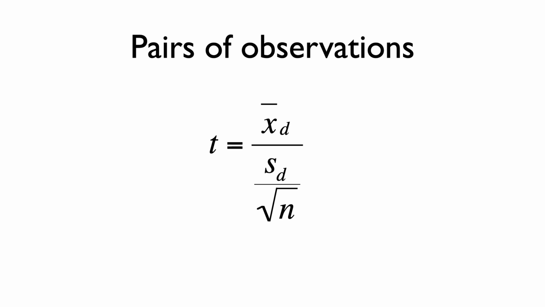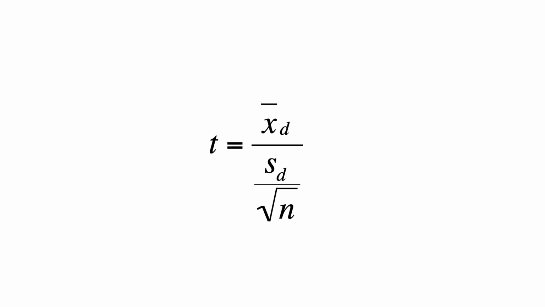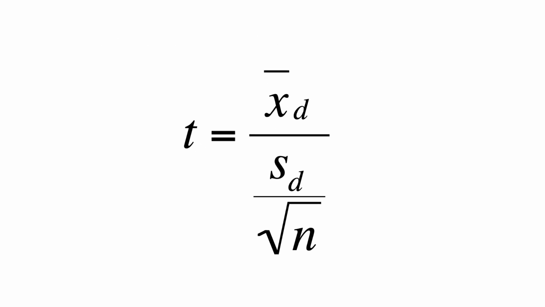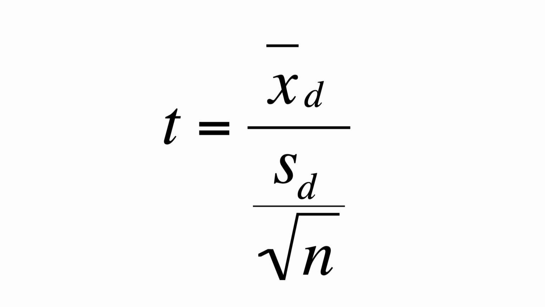So if we have pairs of observations, sort of before and after, we can look at the difference between the observations. Let's say we're all going to get tested, and it's a blood pressure drug. We have to lower our blood pressure.